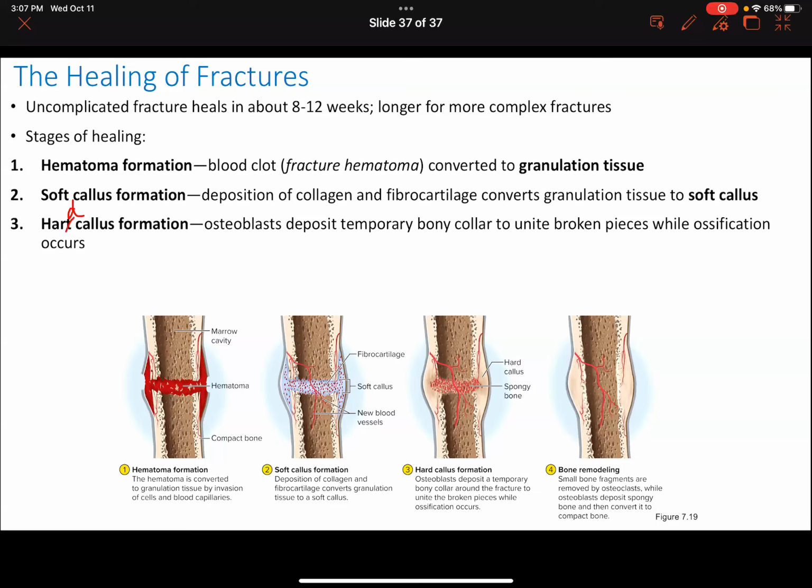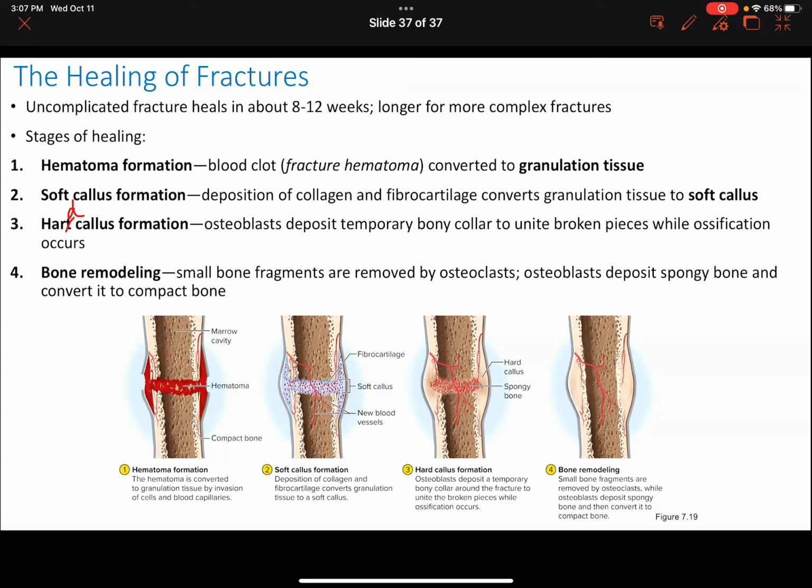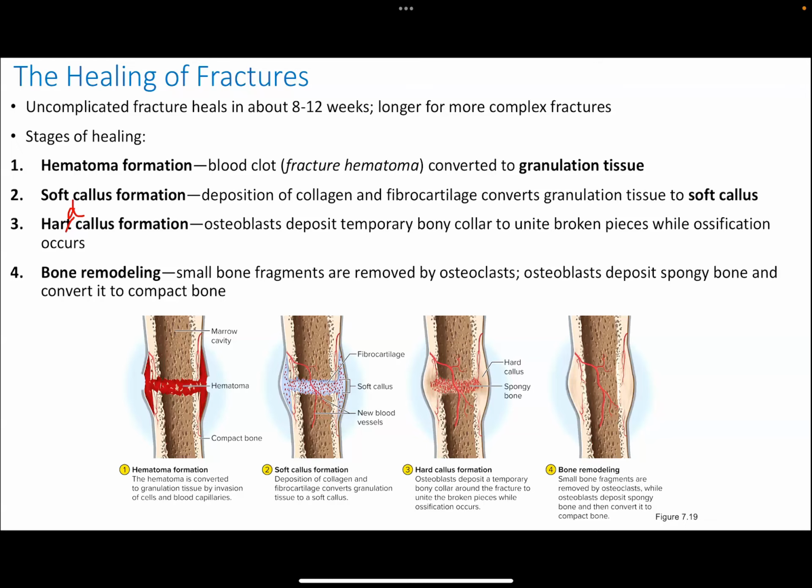And this is when osteoblasts come in and they're going to put in a temporary bony collar to unite those broken pieces while the ossification is going to occur to that tissue region in between. And then finally, you've got the bone remodeling, where the bone fragments are removed by the osteoclasts, but the osteoblasts are going to deposit spongy bone and convert it to compact bone to basically rebind where the break occurred, or the fracture. And that brings us to the end of our skeletal system.